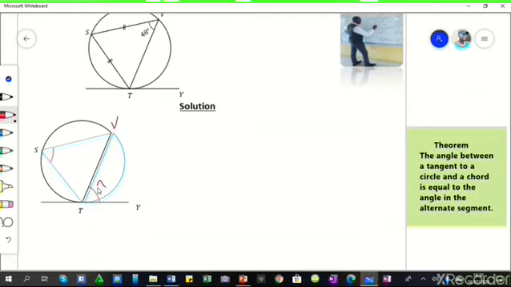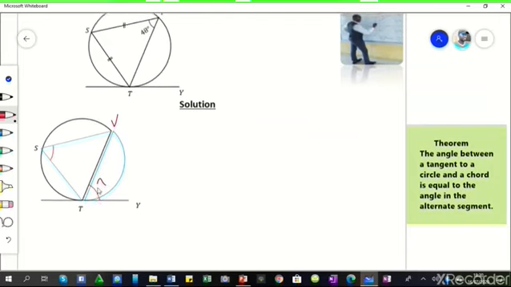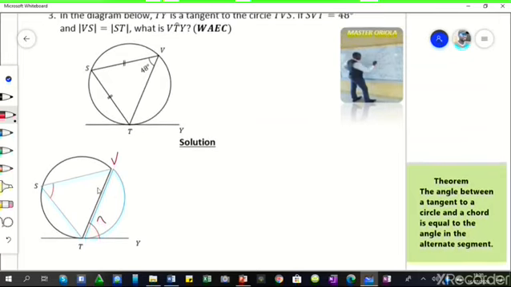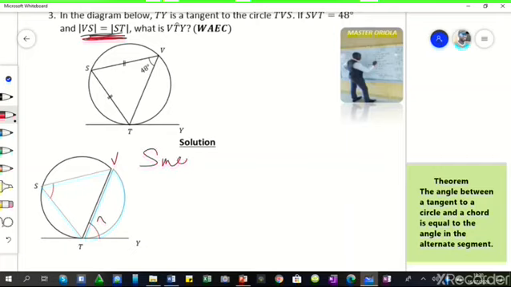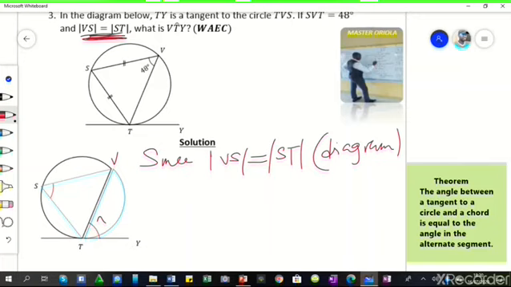So I will start by saying we have already been told that length VS is equal to ST. Please follow the annotation. That's where I will start from. I will say, since length VS equals length ST, and the reason is from the diagram. It has been given in the diagram.